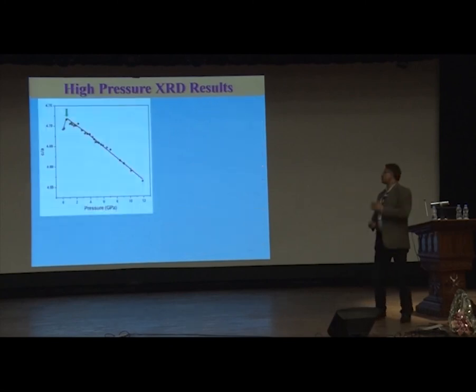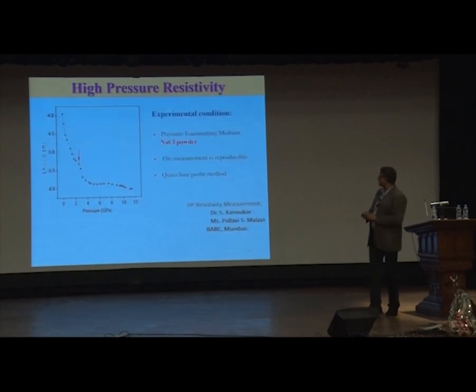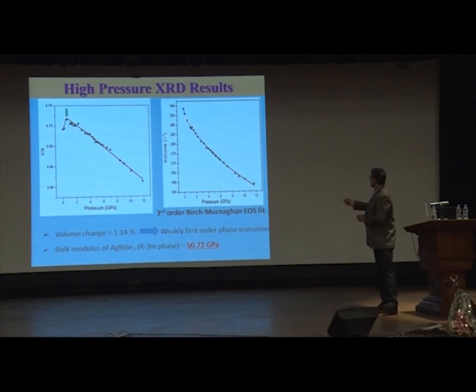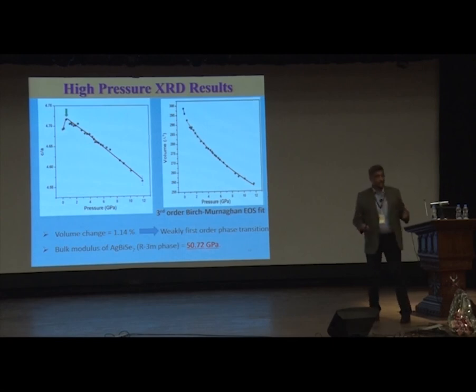Now, let us look at what happens to the structure. If you look at the c/a ratio, there is no anomaly up to about 12 GPa. And you can see the equation of state. The equation of state in the rhombohedral structure has no change in volume, so it is following a very nice trend. There is no structural transition up to 12 GPa. And this is a very good bulk modulus value, which we got, around 50 gigapascal for this system.